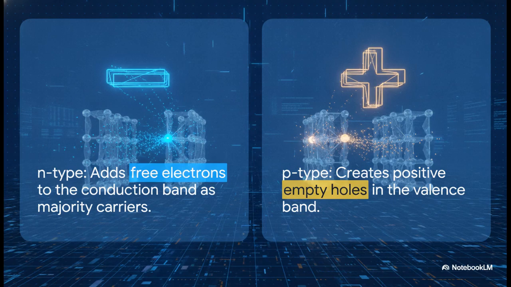If we dope silicon with generous phosphorus atoms, which have 5 valence electrons, they act as donors. We end up with an N-type material loaded with extra free-flowing negative majority carriers in the conduction band. On the flip side, by adding aluminum, which is an acceptor with only 3 valence electrons, we create positive empty spaces called holes in the valence band. This is a P-type material, and those holes actually flow through the lattice just like positive charges.